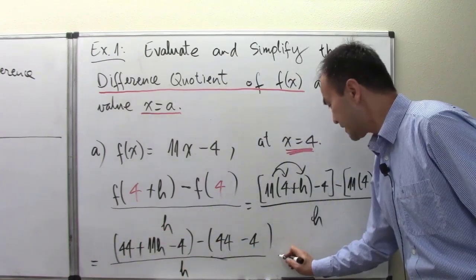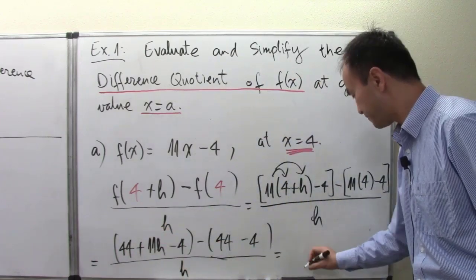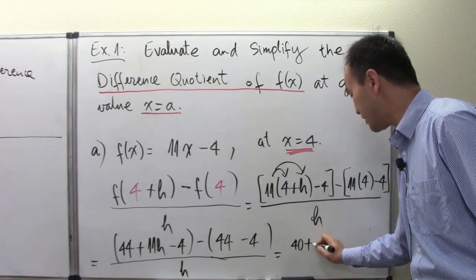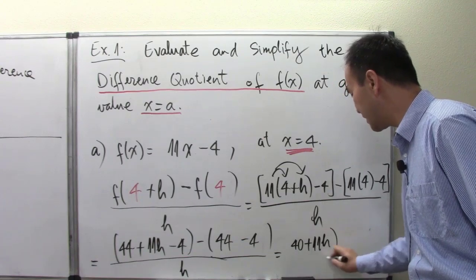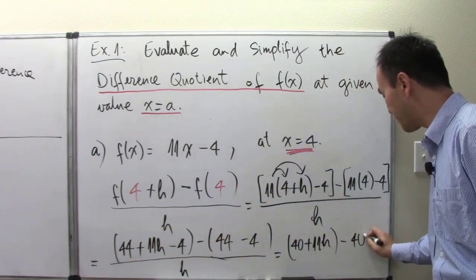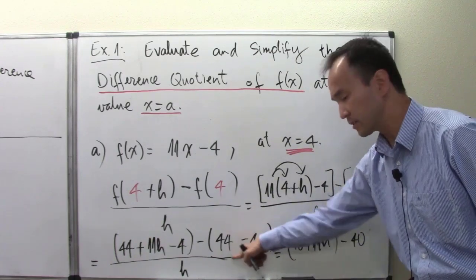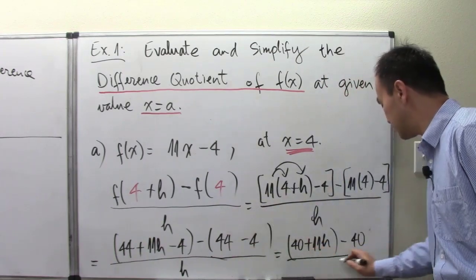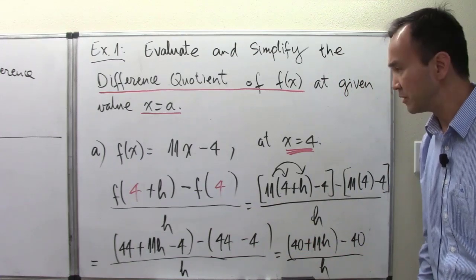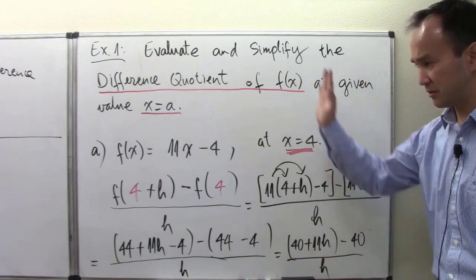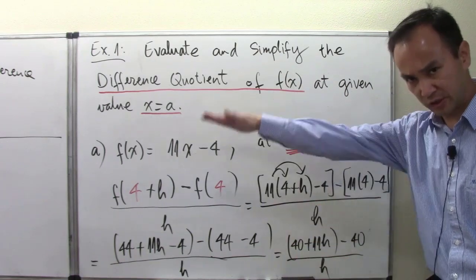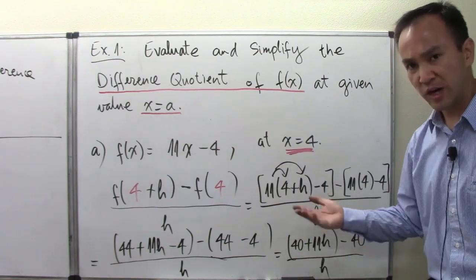So in my next step, I'm looking at 40 plus 11h in parentheses for that group, and minus a 40 coming out from this group, and then all over h. All right, so now I'm very close to the final answer. So now I'm going to step over to my other board and use the other space to continue my work here. So that space over there is not scratch work anymore.